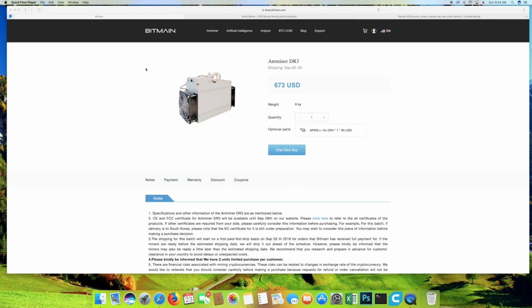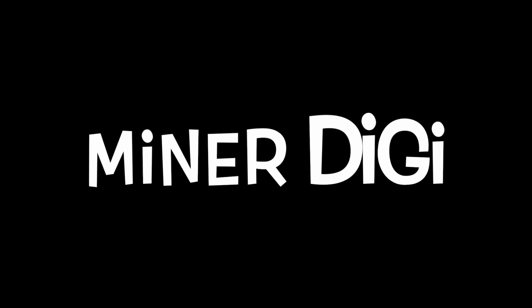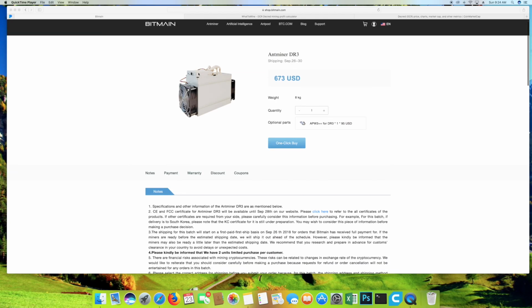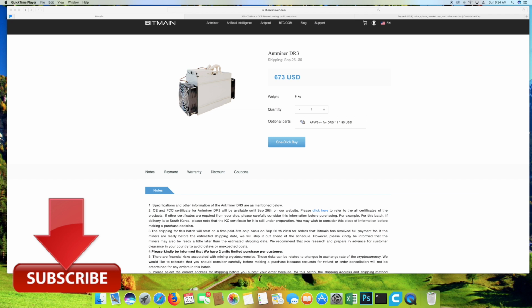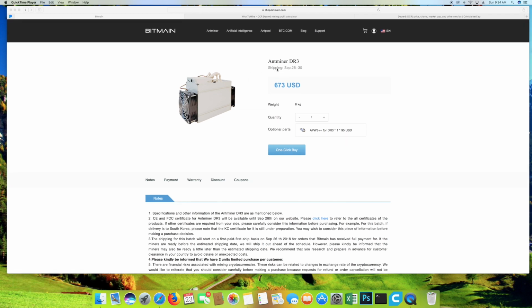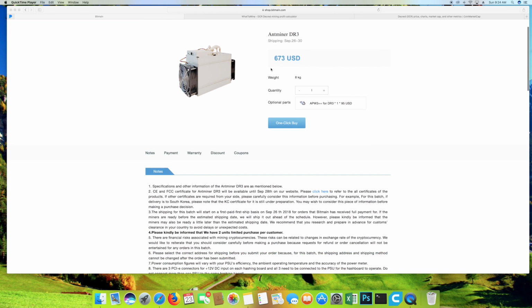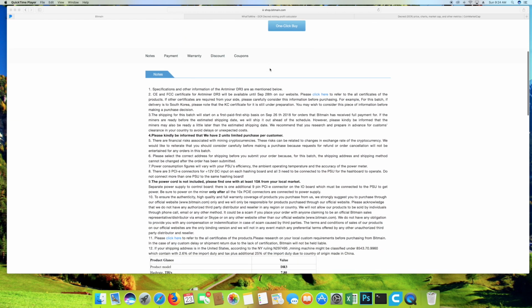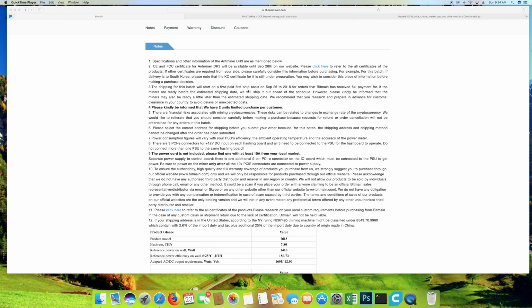Bitmain has released their new Decred miner, the Antminer DR3. All right, let's talk a little bit about it. If you guys are following Bitmain, you know that they just released the new Antminer DR3, which is for mining Decred. Now, let's get into the specifications of the unit and see if this thing is profitable and talk a little bit about it.